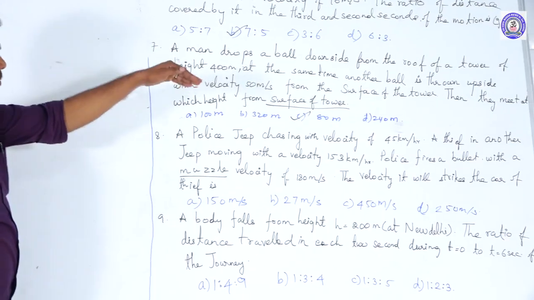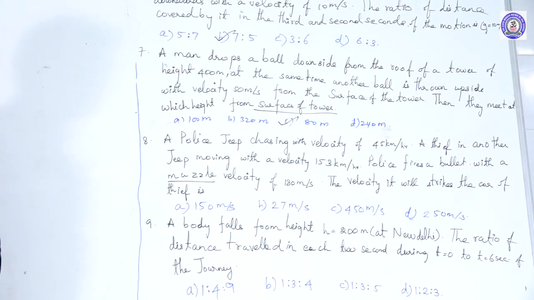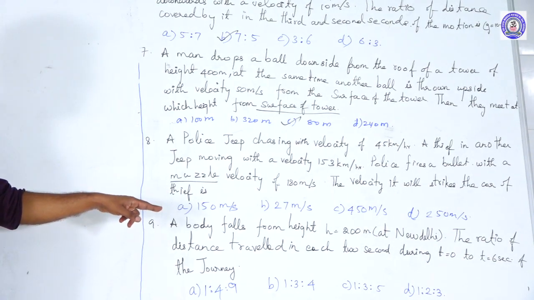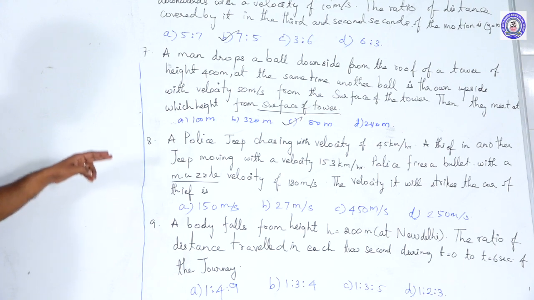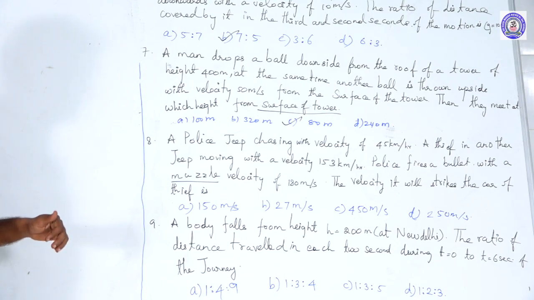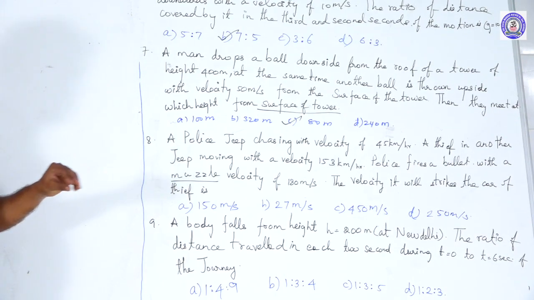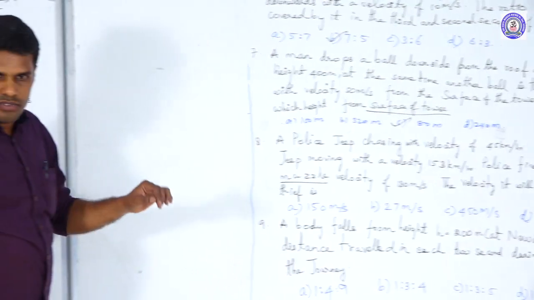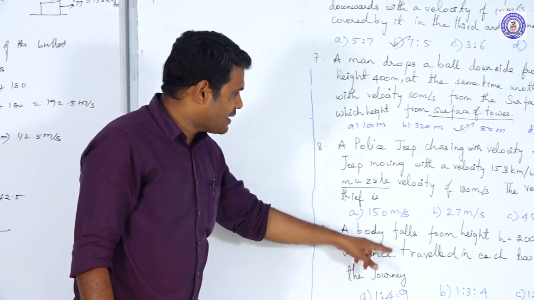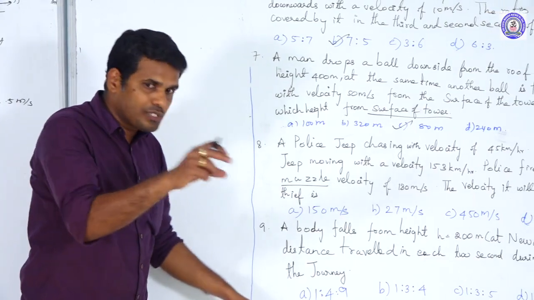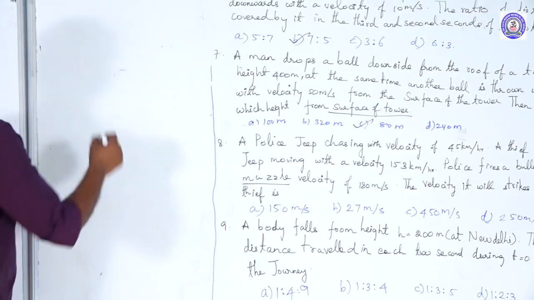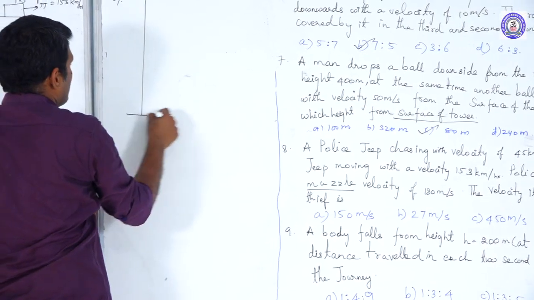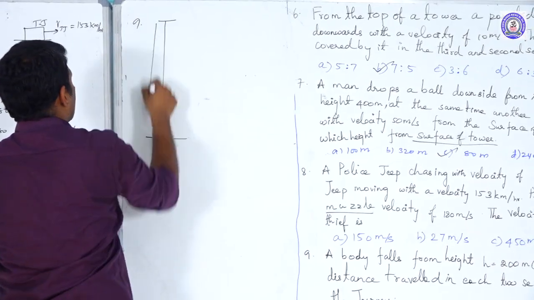A body falls from a height of h equals 200 meter. The ratio of the distance travelled in each 2 seconds during t equals 0 to t equals 6 seconds of the journey. Just look at the question. They are playing a trick in this question. They are asking you to calculate the distance travelled in each 2 seconds during t equals 0 to t equals 6 seconds.